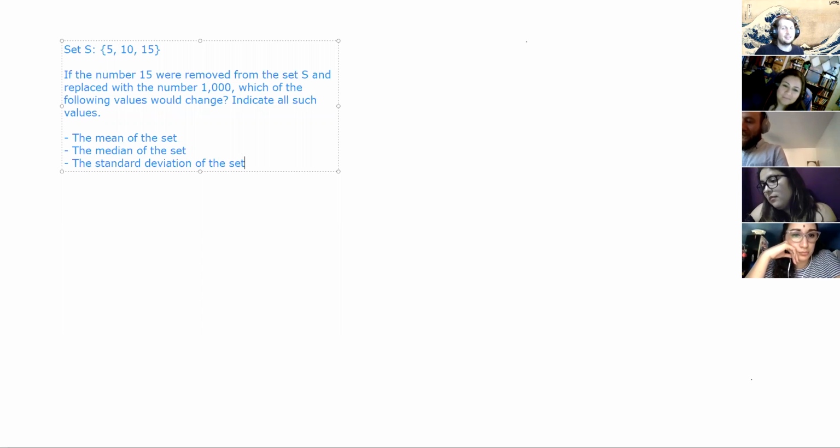The median is just the middle number of the set. In this case, it's not really going to change the fact that 10 is still the middle number. The standard deviation, as Vanessa said, is sort of a measurement of how far apart the numbers are in the set. Replacing 15 with 1000 is going to make things very different. The standard deviation, I think we can see right here, it's 5, right? It's close to a value of 5 between them. It's going to change quite dramatically if you change 15 to 1000.